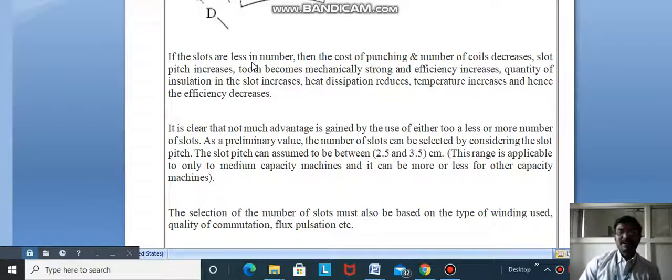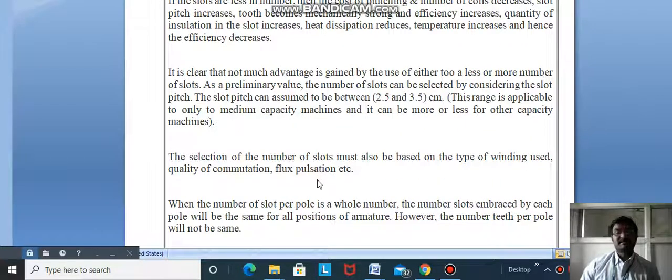As a primary value, the number of slots can be selected by considering the slot pitch. The slot pitch can be assumed to be between 2.5 and 3.5 centimeters. This range is applicable only to medium capacity machines, and it can be more or less for other capacity machines. The selection of the number of slots must also be based on the type of winding which is used in the motors.